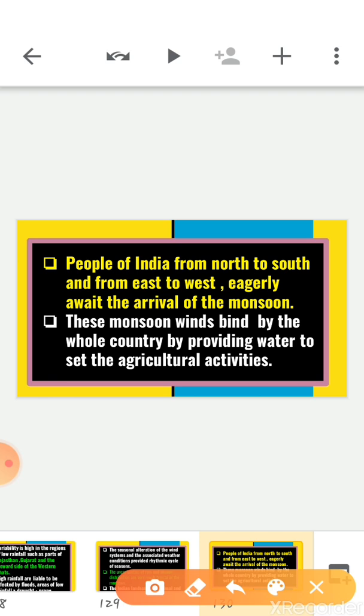And year after year, people of India from north to south and from east to west eagerly await the arrival of the monsoon. So is it clear? So here we have completed this chapter.